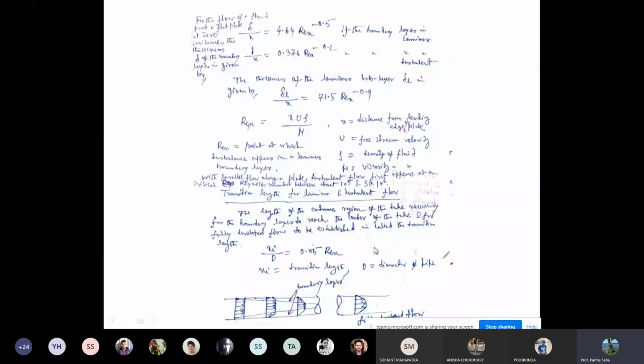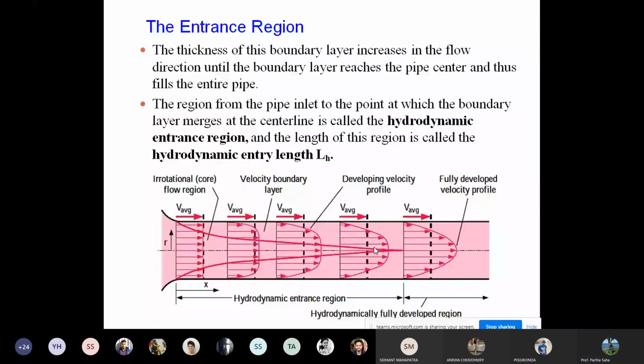If you can see this slide, you can understand it very well. What is happening here: the fluid enters the pipe, and along this bottom line you can see the fluid velocity is changing. This is the velocity boundary layer. Here the fluid velocity is constant, and here the velocity is changing. So this is my boundary layer.